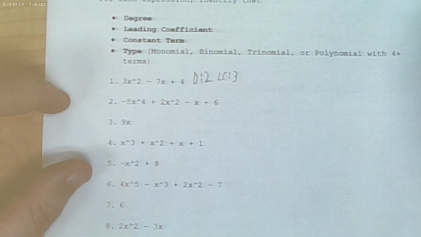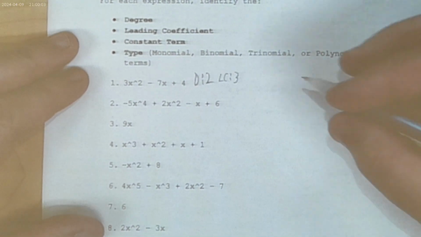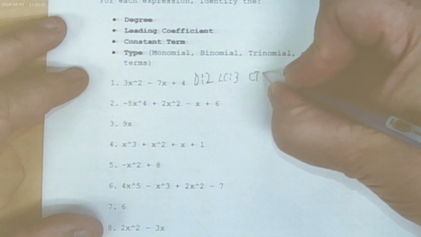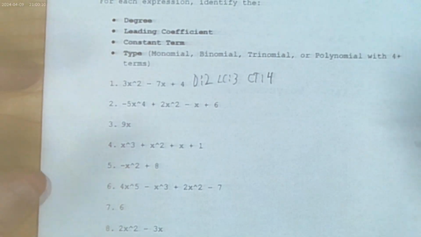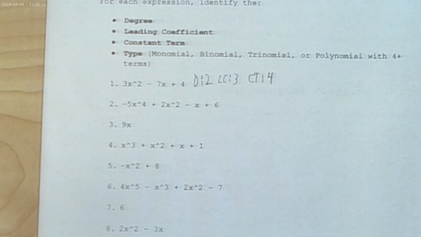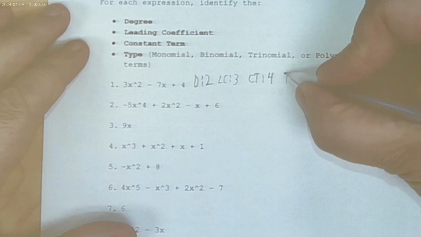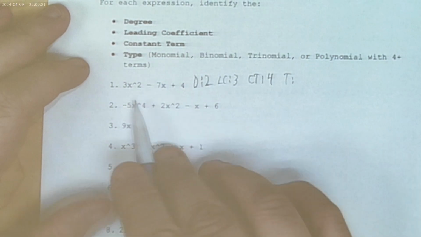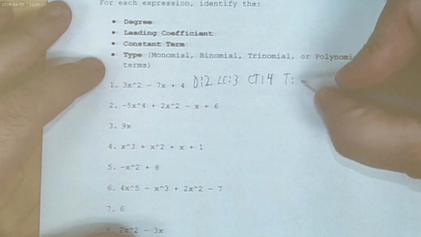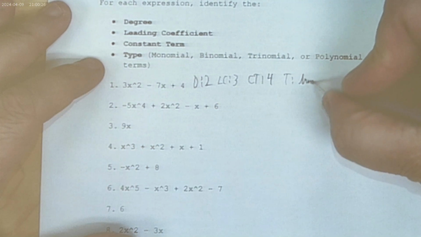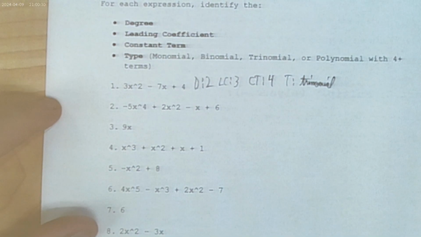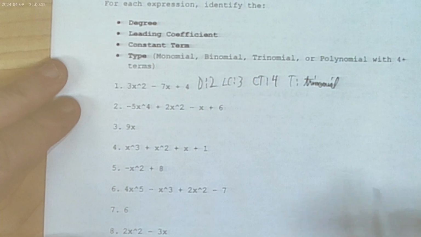It gets a little harder explaining that term every single time. Then there's the constant term. Constant term in this case is going to be 4. That is the number or the term that doesn't have a variable attached to it. Finally, we have the type. And this one is 1, 2, 3. This one's going to be a trinomial. Alrighty, we are off to a good start.